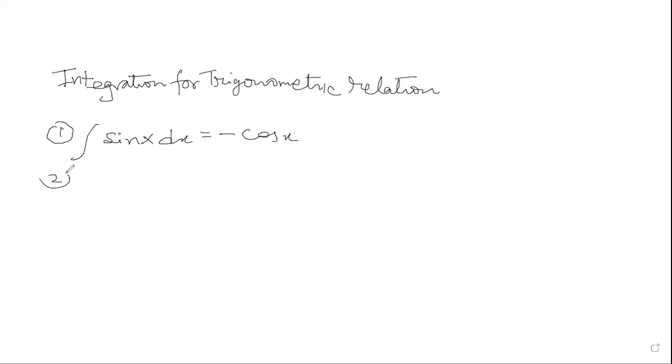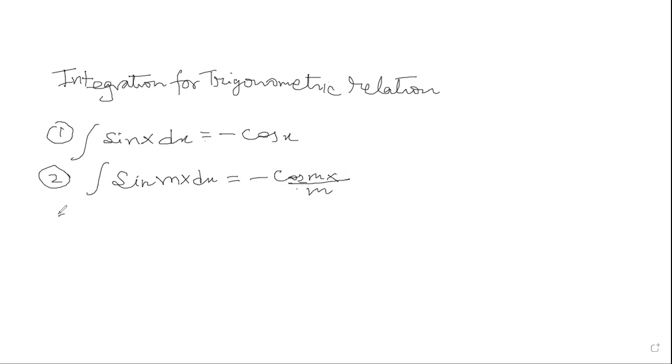This is the first formula. The next formula is sin mx, where m is any number. So the first formula is sin x dx, that will be minus cos x, and sin mx dx will be minus cos mx by m, plus c will always be taken.